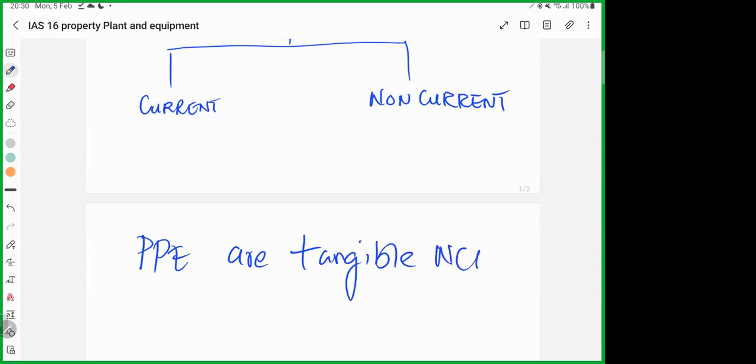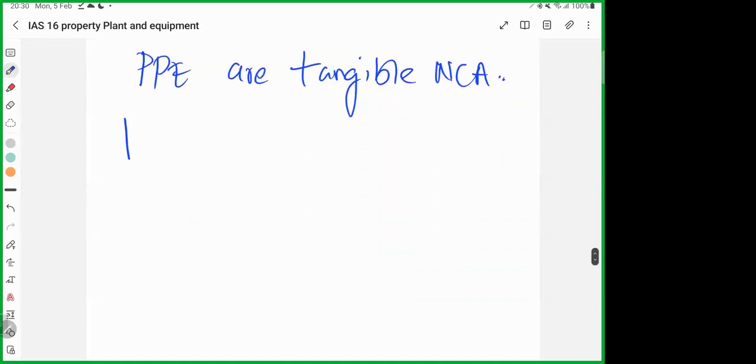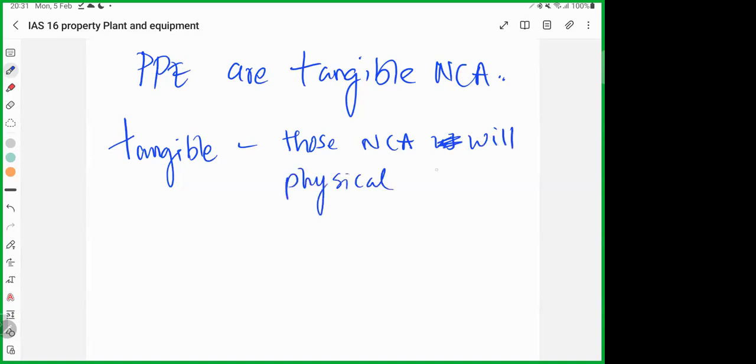PPE are tangible. If I stop at this point, does it give a complete meaning to a reader? No. I would accept your answer, provided you are reading this to a layman. Property, plant, and equipment are tangible, non-current assets. Then you have to explain what tangible is. Those non-current assets will have physical existence, physical substance.